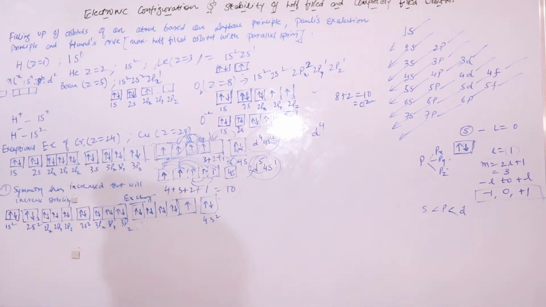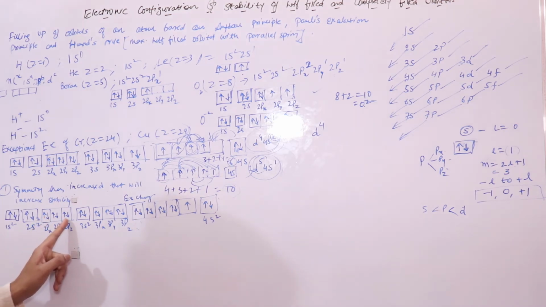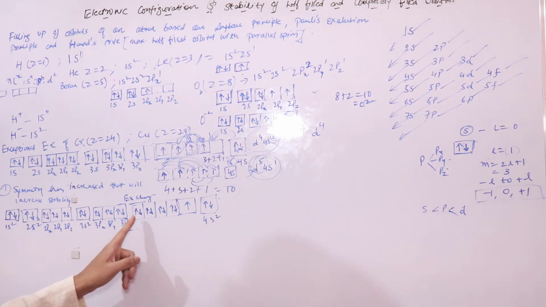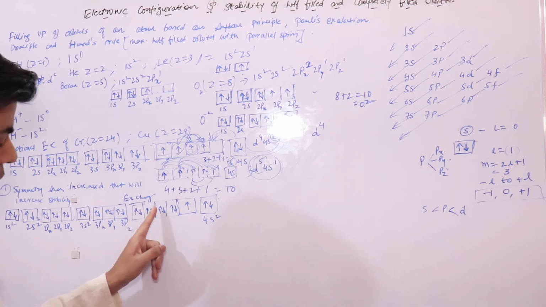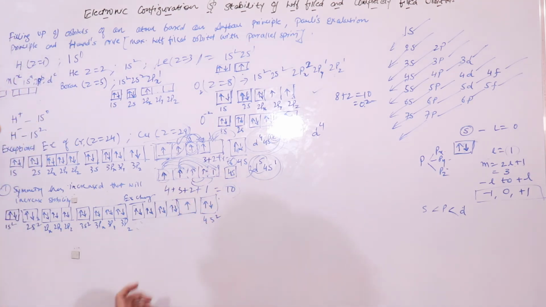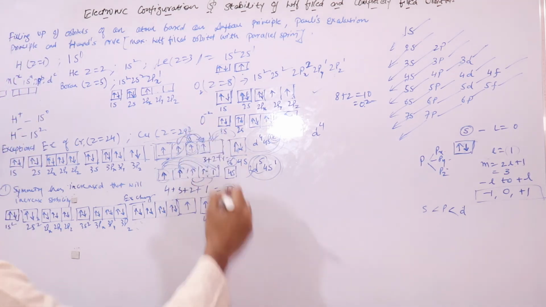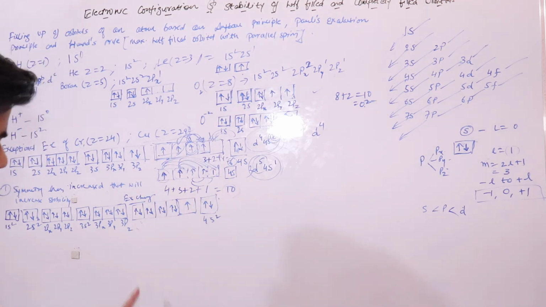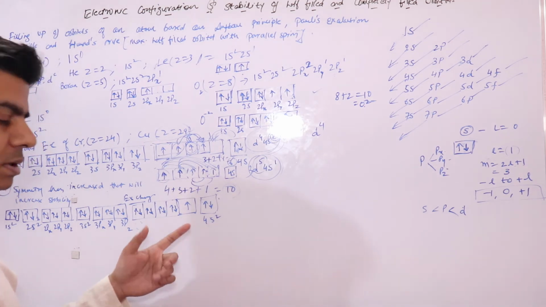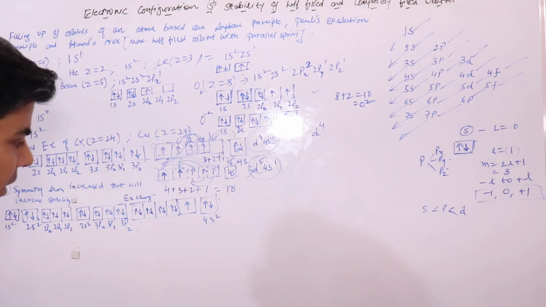Now just count the total number of electrons: 2, 4, then 6, 10, 12, 13, 14, 15, 16, 17, 18, 19, 20, 21, 22, 23, 24, 25, 26, 27, 28, 29. Total of 29 electrons, right? The atomic number of copper is 29. Now this electronic configuration we say is not much stable, right? Why?